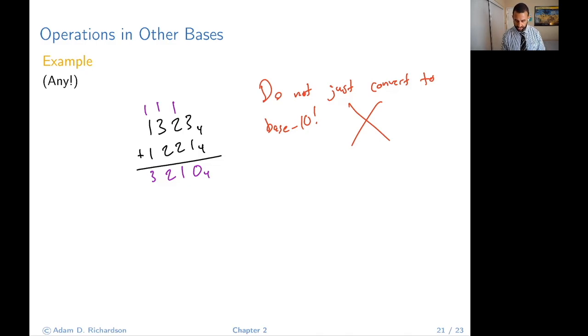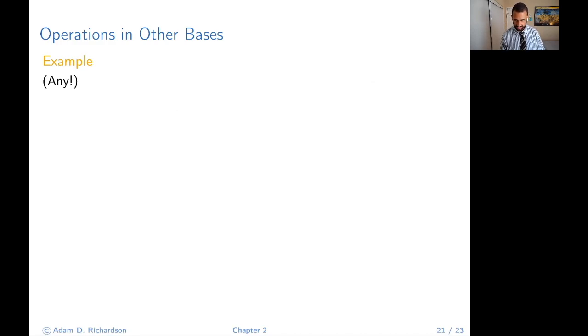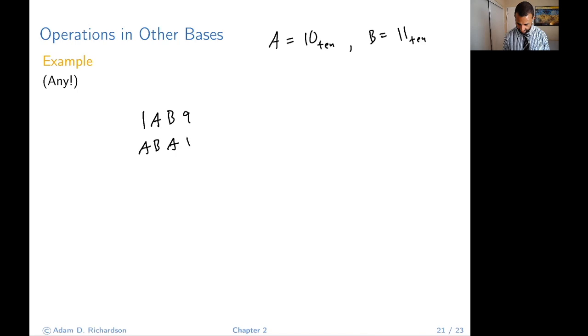Okay, let's do another one. Let's do base 12. So remember with base 12, we need new symbols for the numbers 10 and 11. So we'll use A. A is going to be 10 in base 10, and B is going to be 11 in base 10. And how about we add up 1, A, B, 9 plus A, B, A, B, base 12.